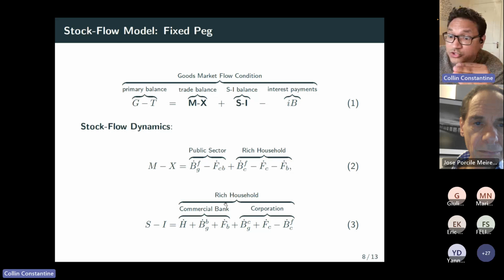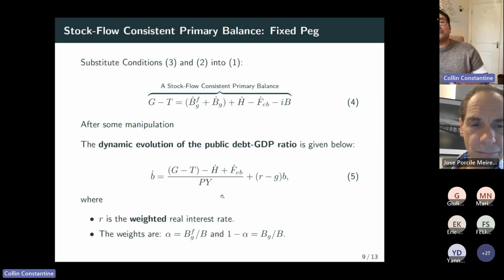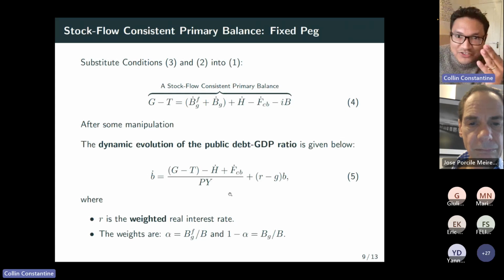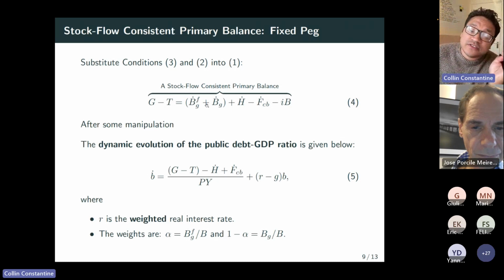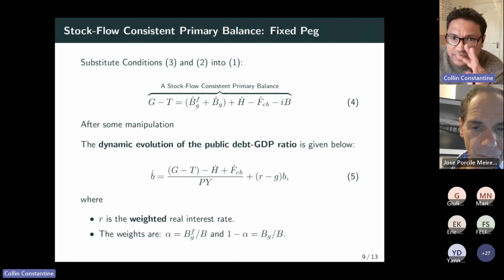All I'm going to do now is substitute 2 and 3 into 1, and we get what looks like the government budget constraint that we derived moments ago, but it is not. So I'm going to sum these and just call it B dot. When I think of debt, I'm thinking of domestic and external debt summed together just for simplicity.